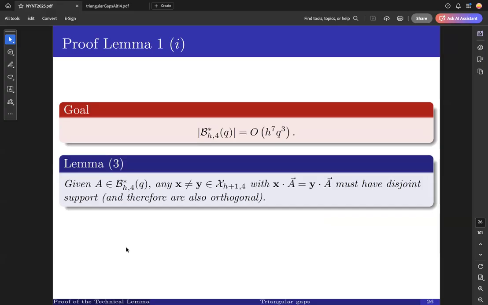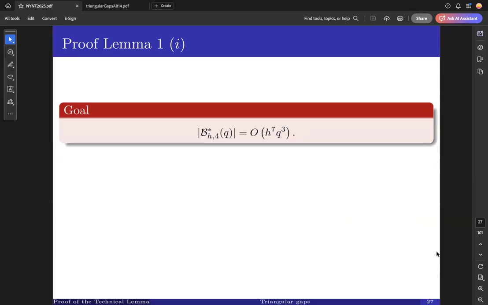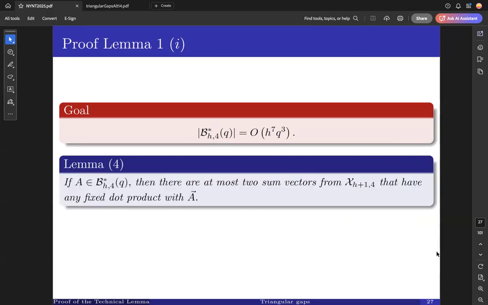So if I have a set A in BH star, then for any pair of vectors in the H plus 1 sum vectors, if they give the same dot product, they have to have disjoint support. And if they have disjoint support, they are therefore orthogonal. Basically, it just comes from the definition of BH. If they didn't have disjoint support, then A would not have been a B of H set. And this bears out just from writing down what these things mean. And you get a lot that follows from that.